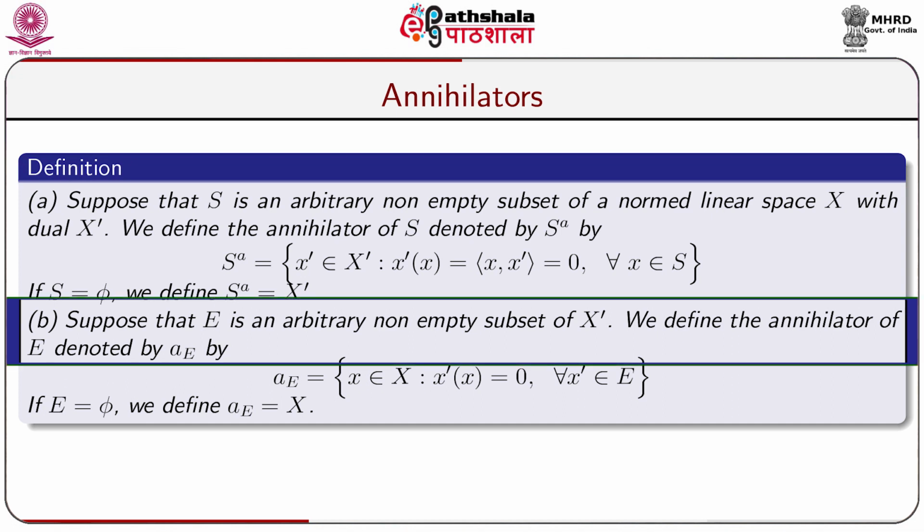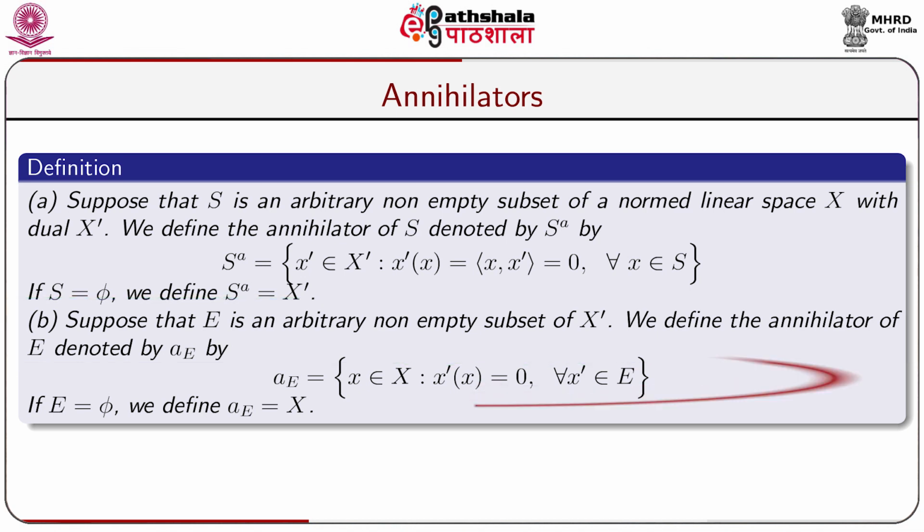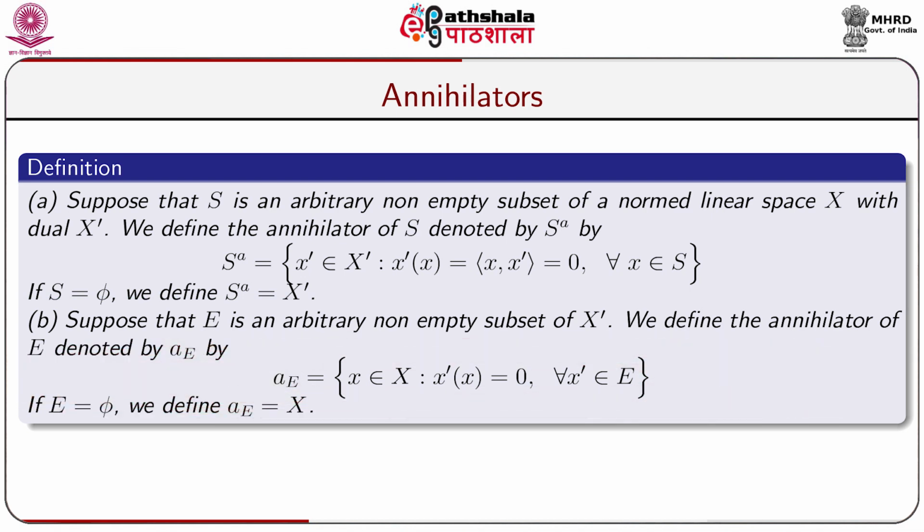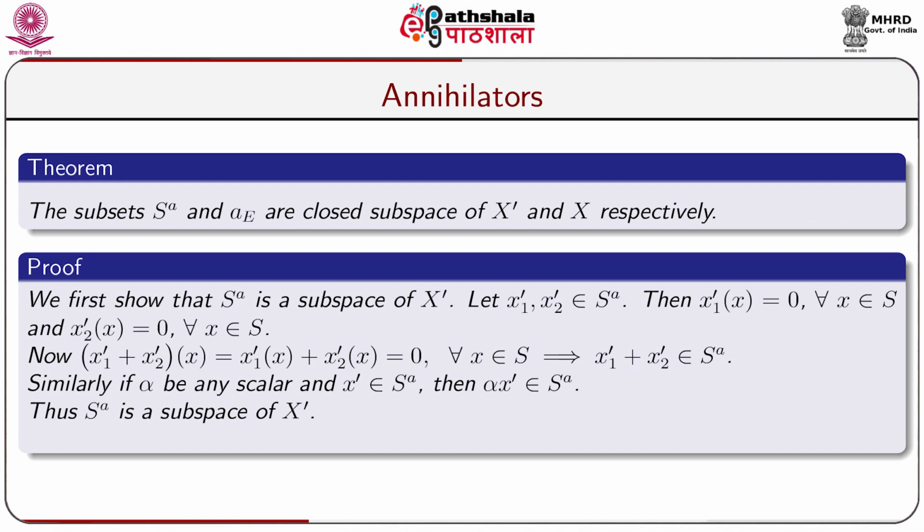Suppose that E is an arbitrary non-empty subset of X', we define the annihilator of E, denoted by ^A E, equal to the collection of all elements x belonging to X such that x'(x) equal to 0 for all x' belonging to E. If E equal to phi, that is if E is empty, we define ^A E equal to X. The subsets S^A and ^A E are closed subspaces of X' and X respectively.